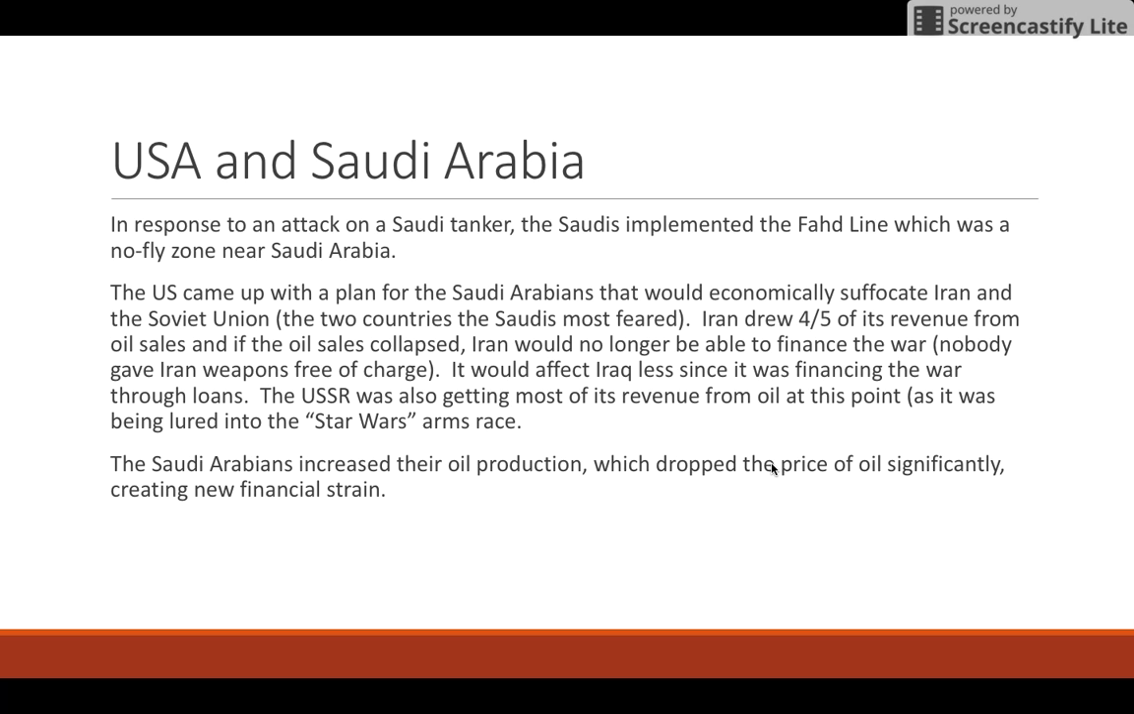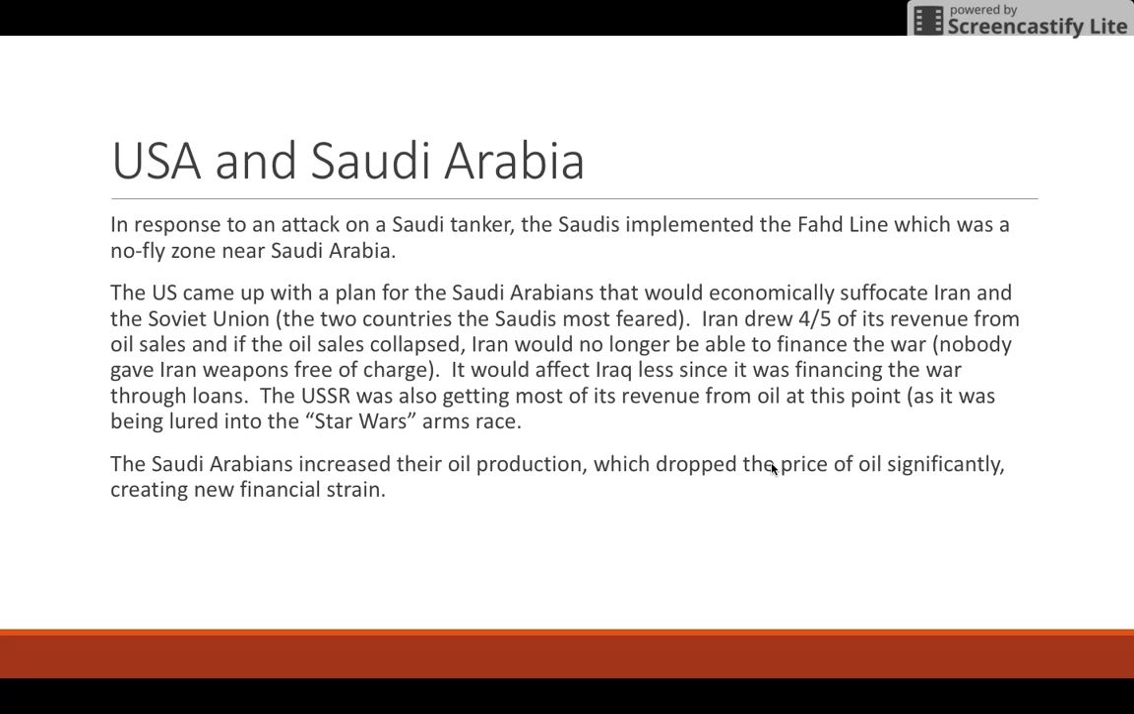So the United States and Saudi Arabia. These are two allies within the region. In response to an attack on a Saudi tanker, they implemented the fog line, which was effectively a no-fly zone near Saudi Arabia. So this created instances where the Saudi Arabians would get aircraft involved when people are coming close to their country.